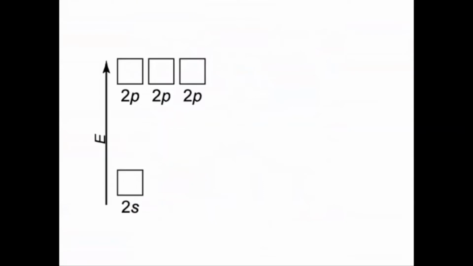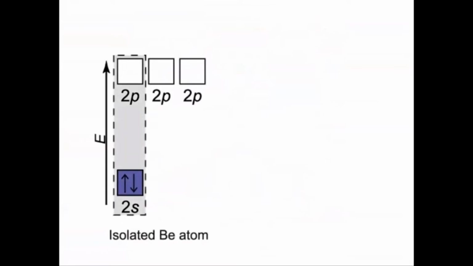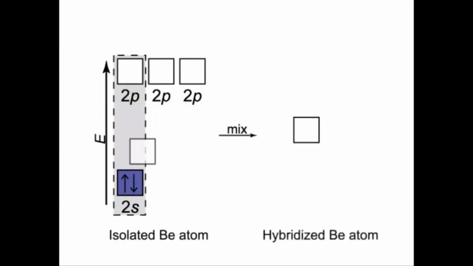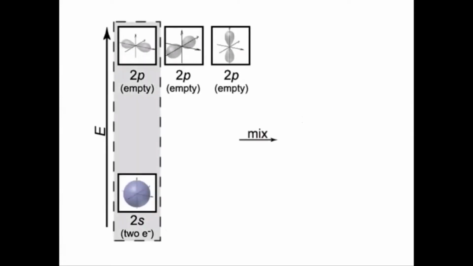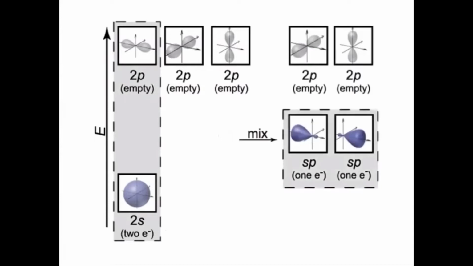First, we'll use box diagrams to depict hybridization and consider the central beryllium atom in the linear molecule BeCl2. The isolated Be atom has a filled 2s orbital and 3 empty 2p orbitals. In the process of hybridization, the 2s and one of the 2p's mix and form 2 sp hybrid orbitals. The 2 electrons from the 2s become distributed into the sp orbitals, 1 electron each with parallel spin. The 2 other 2p orbitals remain empty and unhybridized. Here is the same process in a box diagram that shows orbital shapes.